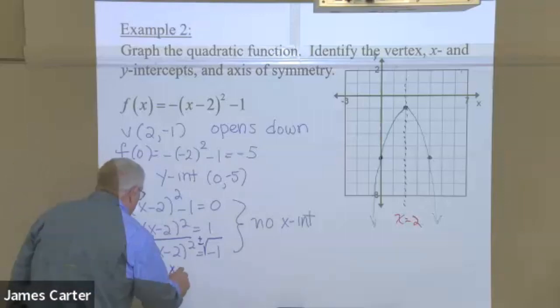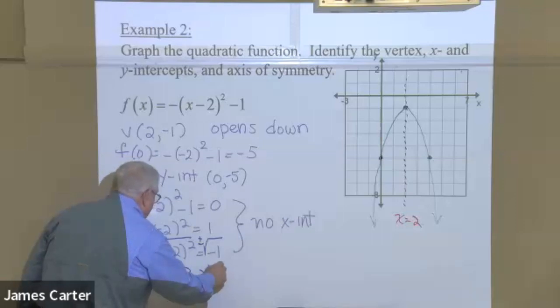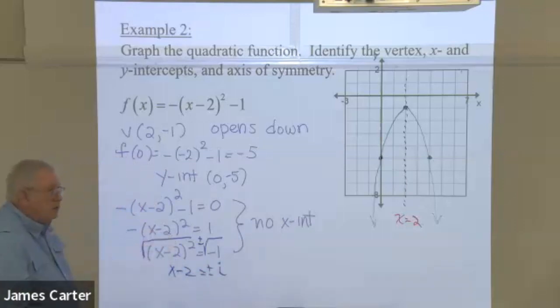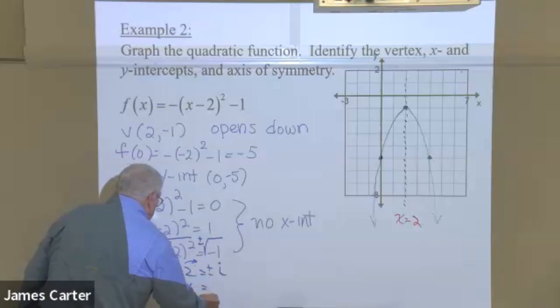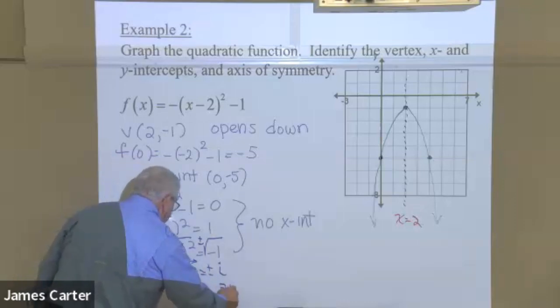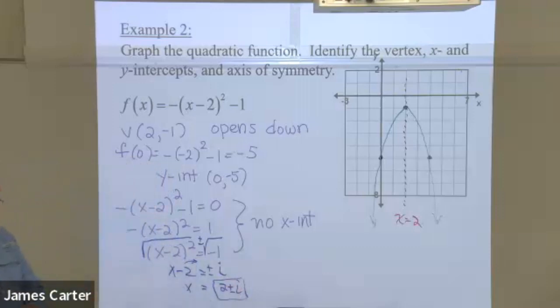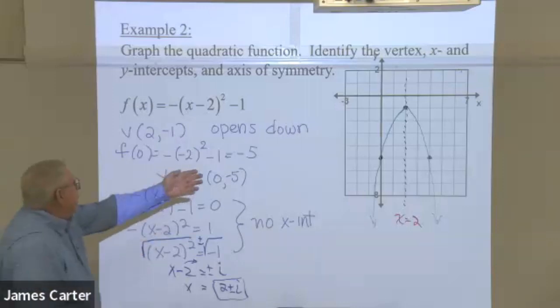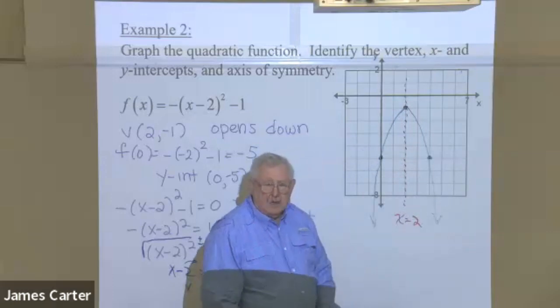In this case, you would get x minus 2 equals plus or minus i, or 1i. Okay? Take the 2 over, x equals 2 plus or minus i. Those would be the x values. Well, we can't graph imaginaries. And the graph didn't go up here. So that's why that works out that way.